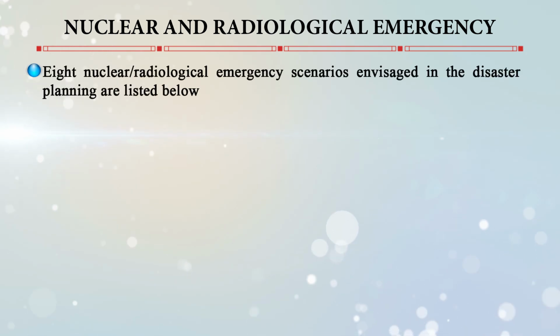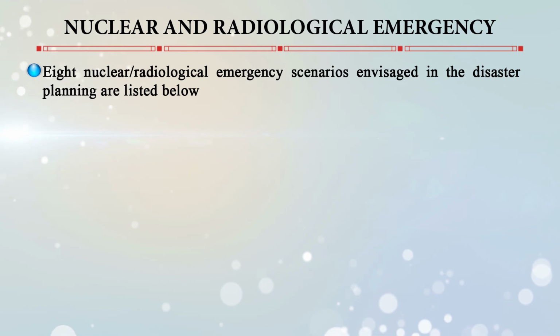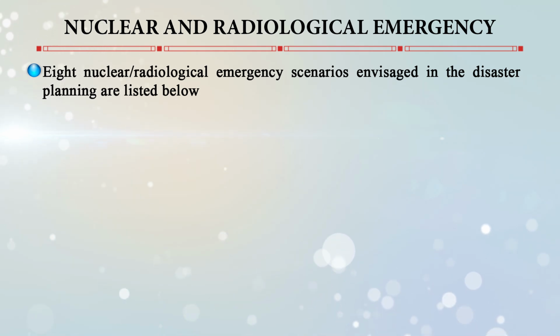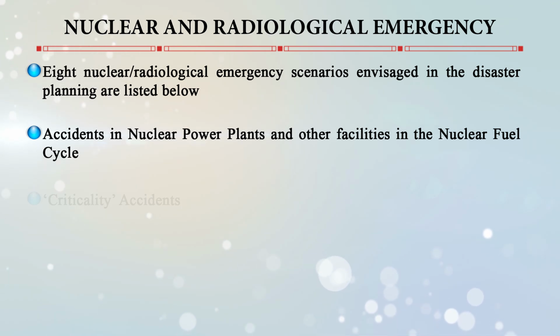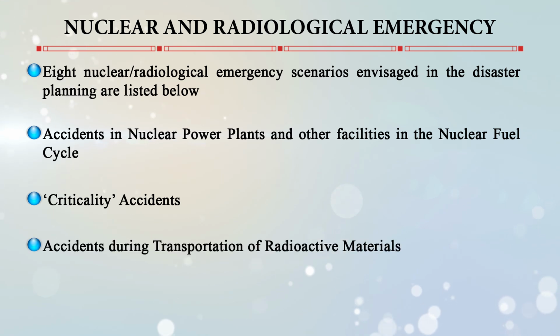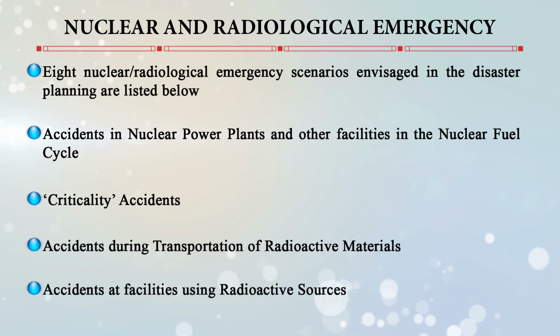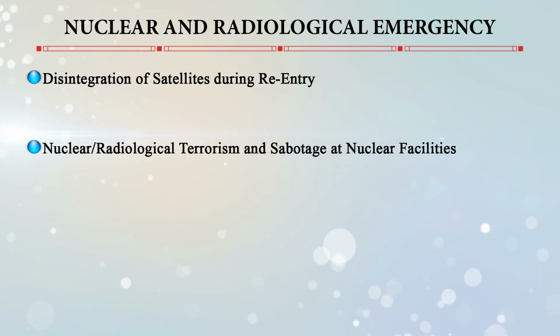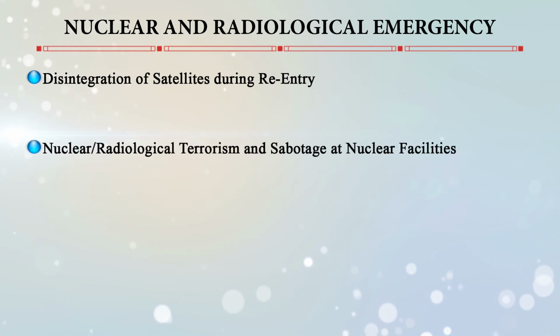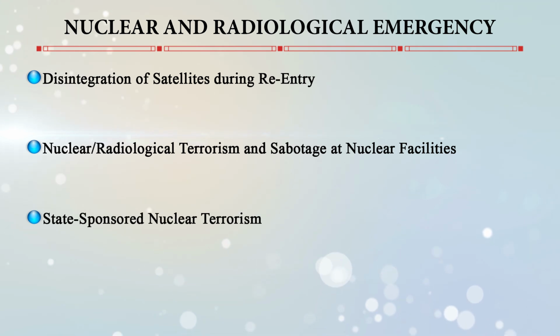Now, 8 nuclear and radiological emergency scenarios are envisaged in the disaster planning. They are listed below. The accidents in nuclear power plants and other facilities in the nuclear fuel cycle, criticality accidents, accidents during transportation of the radioactive material and accidents at facilities using the radioactive sources. Disintegration of satellites during re-entry, nuclear and radiological terrorism and sabotage at the nuclear facilities, state-sponsored nuclear terrorism, explosion of nuclear weapons.